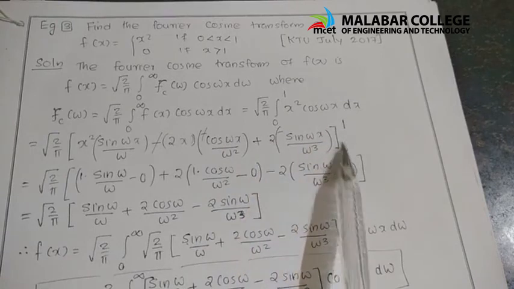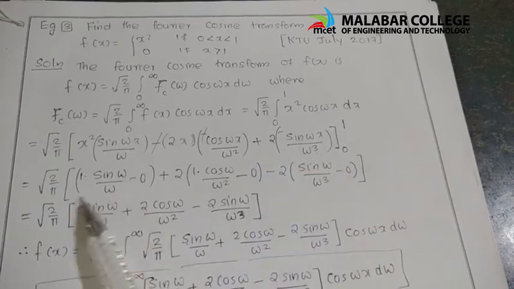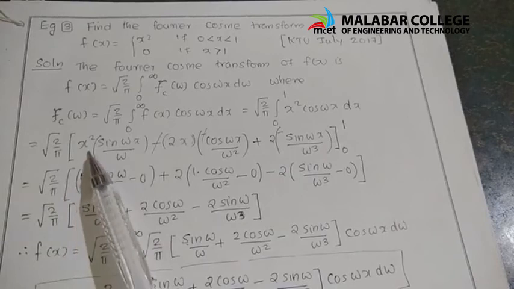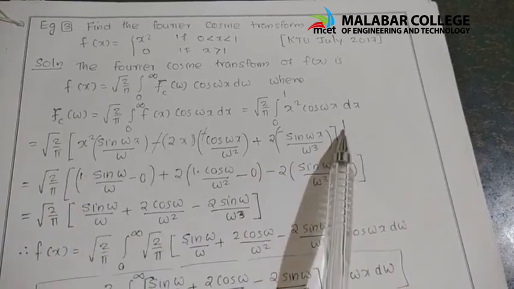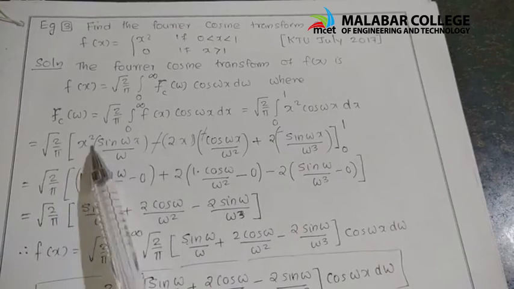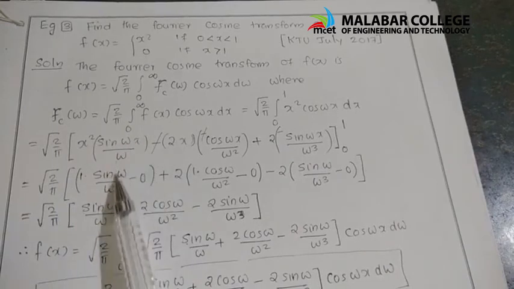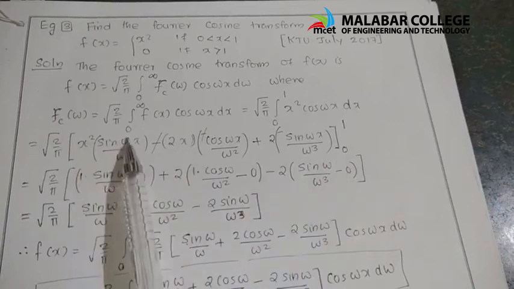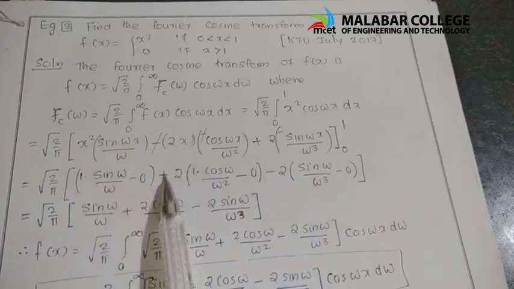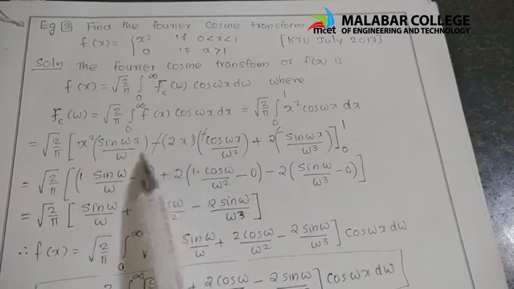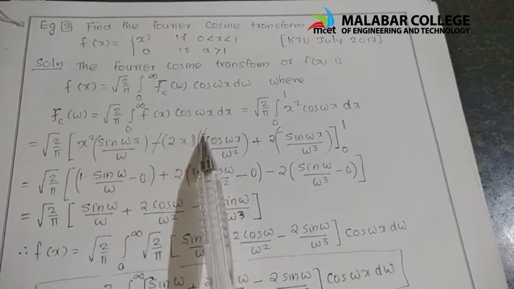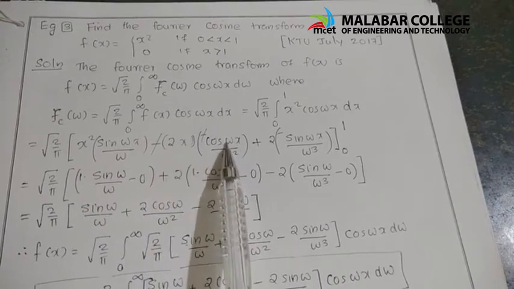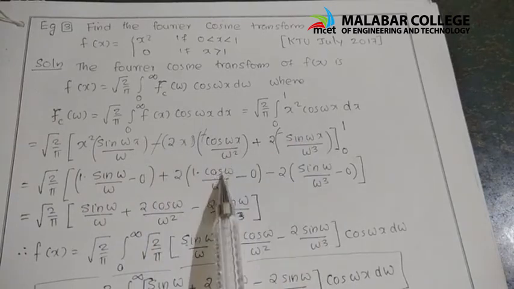The limit 0 to 1 we have to apply, which is equal to root 2 by pi. Then we apply the upper limit and lower limit. If you are applying the upper limit 1 here, it will come 1 sin omega by omega, minus the lower limit is 0 here, 0 multiplied by any number is 0. Plus 2 into 1, which is 2, and this minus of minus I have made positive here, so this is plus, 2 into 1, 2, then cos omega into 1, which is cos omega by omega square.